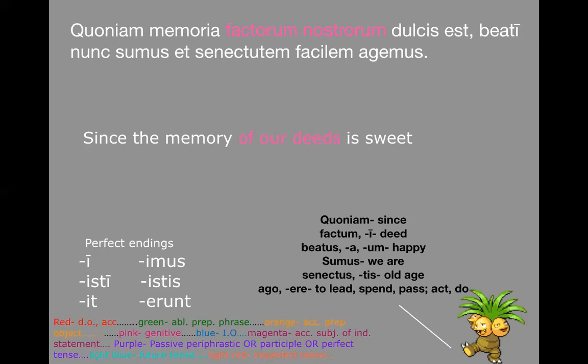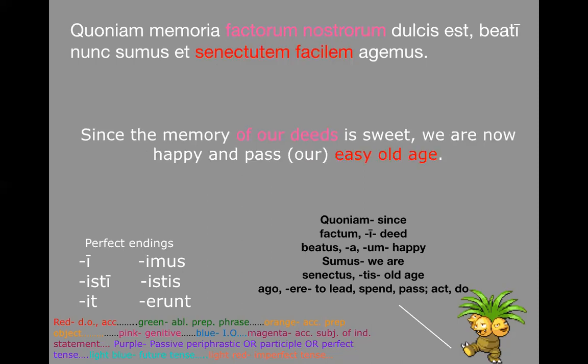Okay, what about this? Now, sumus. A lot of people would get thrown off on sumus. It's just the plural of sum. So I know that might not help, but sum means I am. It's the first singular of esse, to be. So sumus, make it plural, not I am, but we are, right? So now we are happy, and agamus at the end, taking a period of time. So sometimes ago agere is to do or act, but when its object is like a period of time, it can be spend or pass or even lead. So I went with pass, easy old age, facilem senectutem.